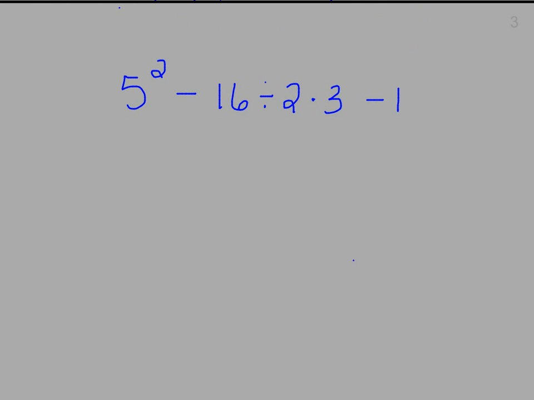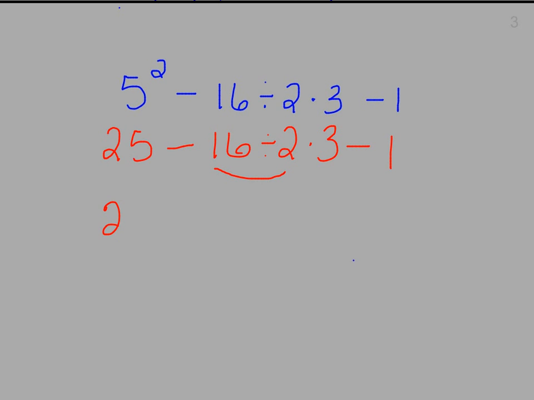So let's look at this one. This one's a little bit longer. There's no parentheses, so we're going to start with the exponent, and that's here. So 5 squared is 25. Now I'll bring down the rest of it. So it's going to look like this. Okay, so the next thing I need to do is not the 25 minus 16, because remember, you never do subtraction first. I see division and multiplication right here, and I need to do it in order from left to right, so I'm going to do the division.